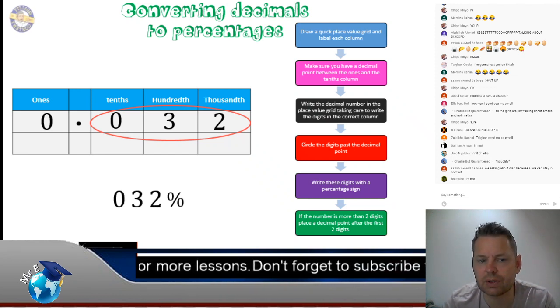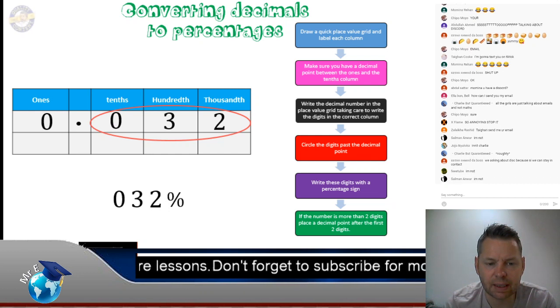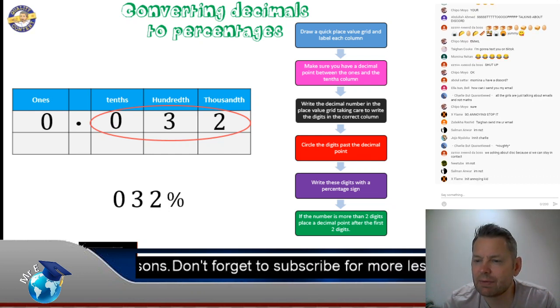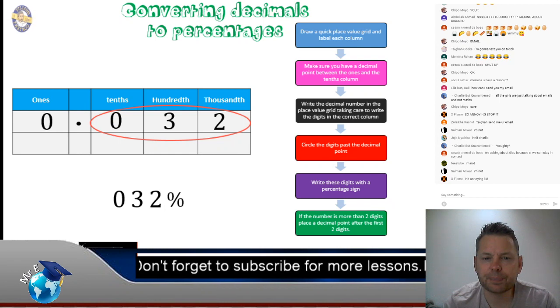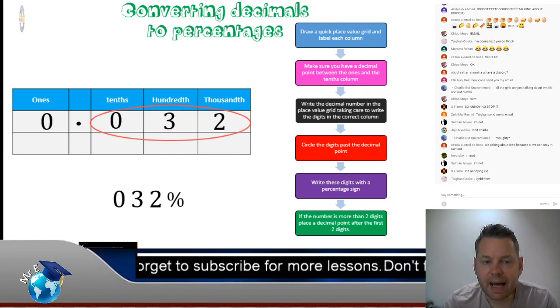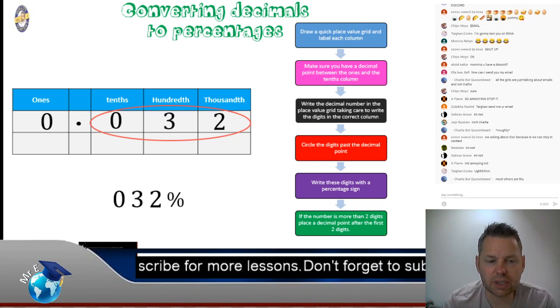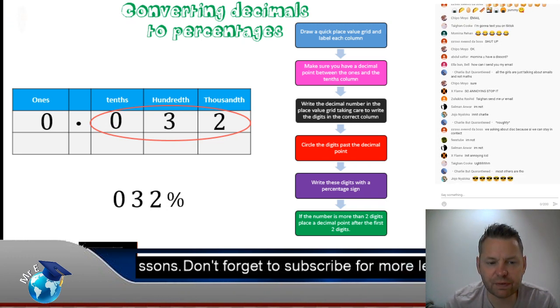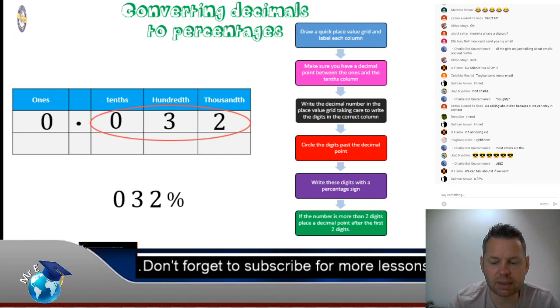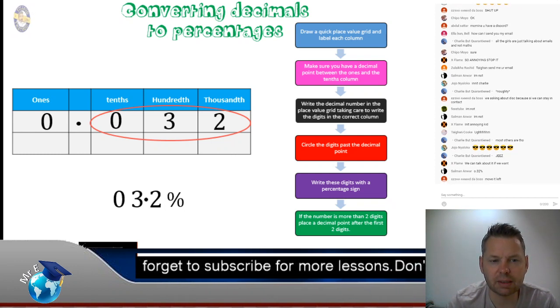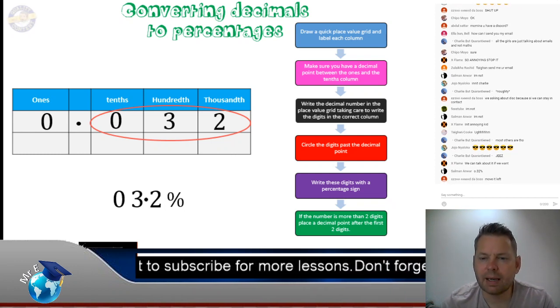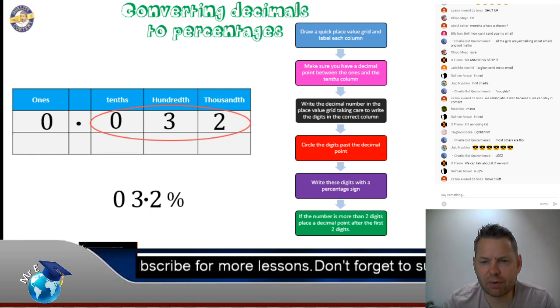Well, first of all, that doesn't look right, does it? It doesn't look right at all. 0.32%. But following the same steps as before, I look at the first 2 digits, which is 0 and 3, because I've got 3 digits, and I put a decimal point after the first 2 digits. So my decimal point goes there. Now, obviously, 0.3.2 doesn't make sense.